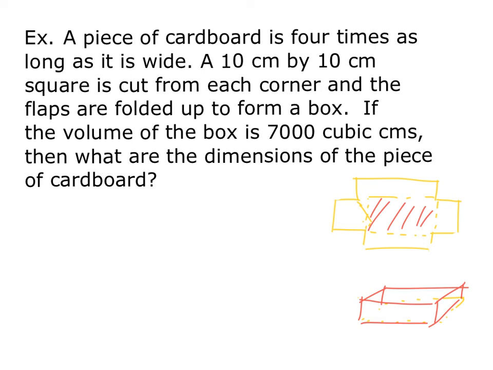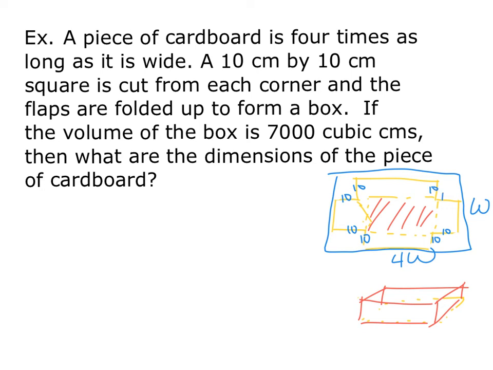A piece of cardboard is 4 times as long as it is wide. So this outer piece was 4 times as long as it was wide. So if this is the width, this was 4W. A 10 by 10 square is cut from each side. So this 10, this 10, that 10, and so on. All right, so that means we need to figure out what this is. What do you think that piece is?